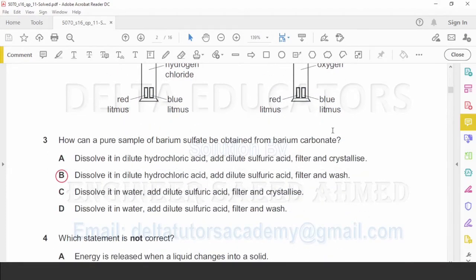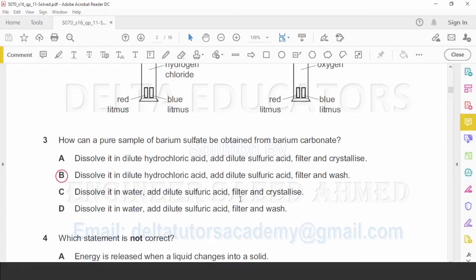Question number 3. How can a pure sample of barium sulfate be obtained from barium carbonate? Option A, dissolve it in dilute hydrochloric acid, add dilute sulfuric acid, filter and crystallize. Option B, dissolve it in dilute hydrochloric acid, add dilute sulfuric acid, filter and wash. Option C, dissolve it in water, add dilute sulfuric acid, filter and crystallize. Option D, dissolve it in water, add dilute sulfuric acid, filter and wash.